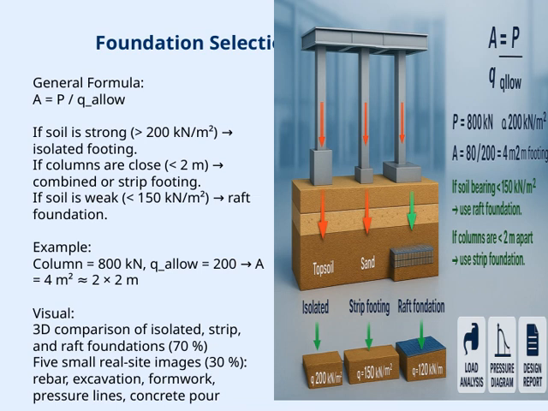Let's look at an example. Suppose a column carries 800 kilonewtons, and the soil's Q allow is 200 kilonewtons per square meter. Using our formula, the required footing area would be 800 divided by 200, which is 4 square meters. That roughly translates to a 2 by 2 meter footing.